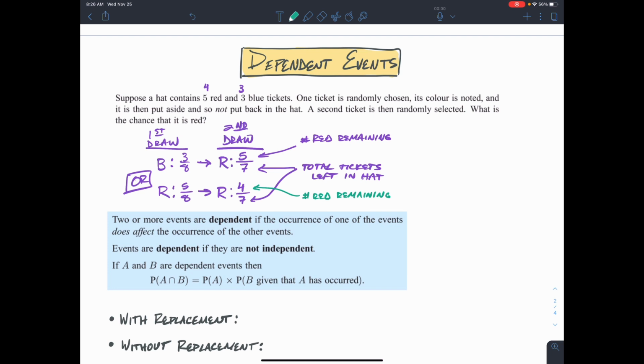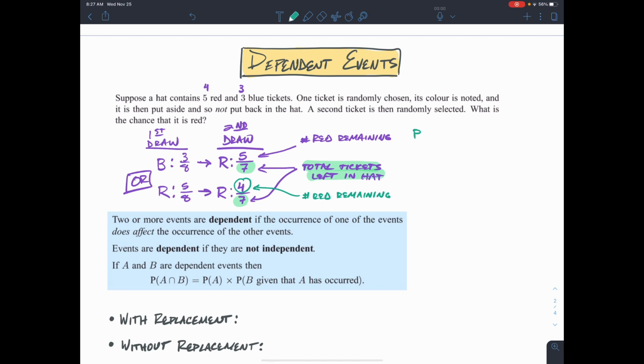So we can see that this one here has decreased, and for each of these, the total sample has decreased as well. So here we can see that that first draw has actually changed the probability of the second draw. So we've decreased how many tickets we have, and in some of these cases, we've actually decreased the red tickets there. So what is the actual probability that this could happen?